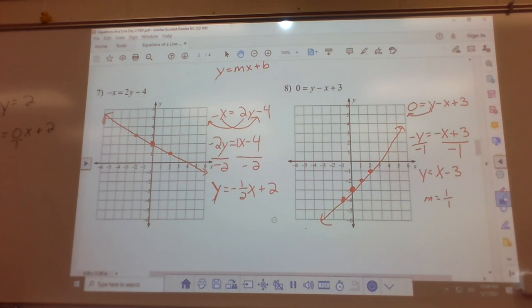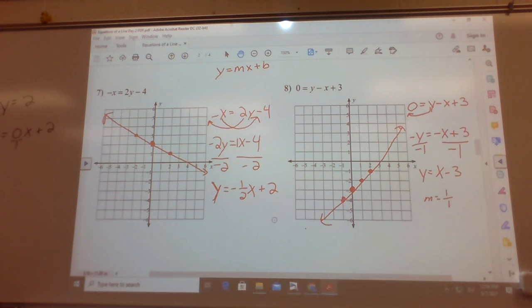So again, if there's nothing in front of the x, but you have an x, it's a 1. Now, if you don't have an x at all, it must have been a 0 because the x disappeared. If it's a plain old number like a 4, make sure you put 4 over 1. Now, 1 through 8, I went through basically 2 of each type. 9 through 16 are what you guys are going to work on.